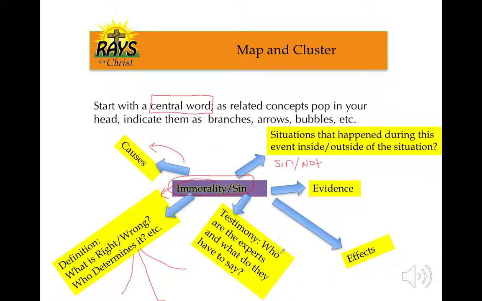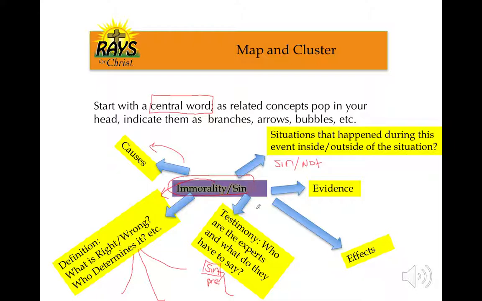Testimony. Who are the experts and what do they have to say? So, particularly to the story, what does my author, as the expert of this story, have to say in any of his commentary? What do the experts in sin have to say? What about experts on premeditated murder and the law? Maybe that's another area, another branch I want to make. So you can just go on and on and on.